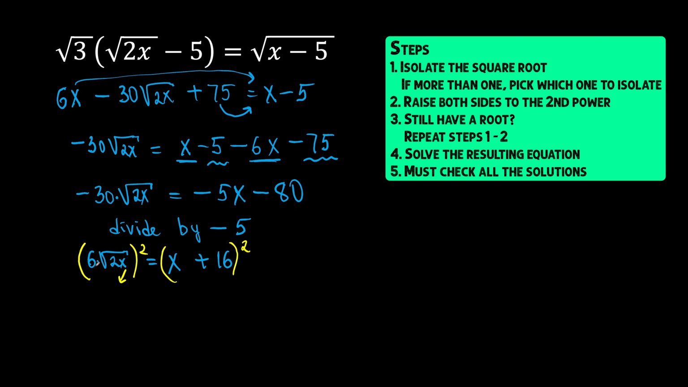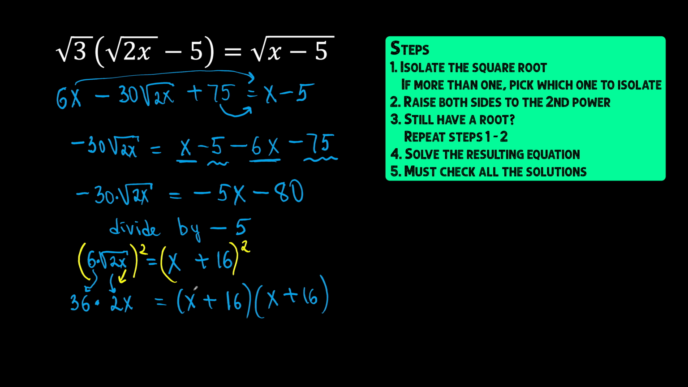So what do we do here? We are raising to the second power. Be careful here. 6 squared is 36 times square root of 2x squared. It will be 2x. So be careful. And here I'm going to use the distributive property. If you remember the formula a squared plus 2ab plus b squared, go ahead and use it. Very good. So x plus 16 times x plus 16.